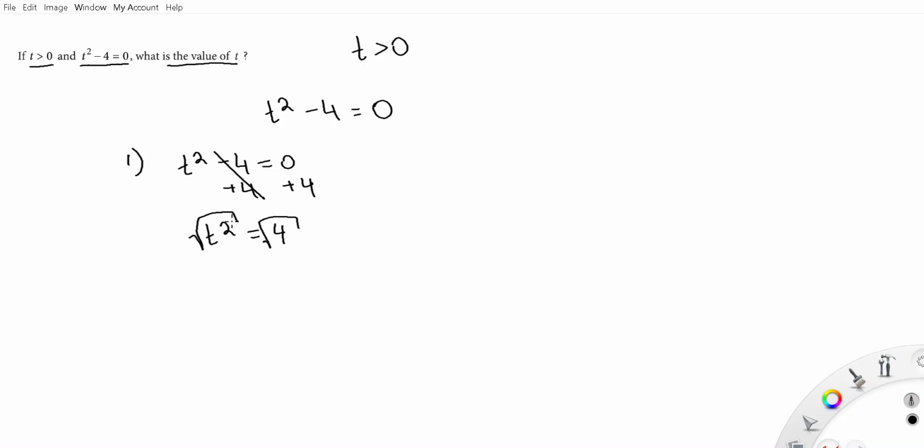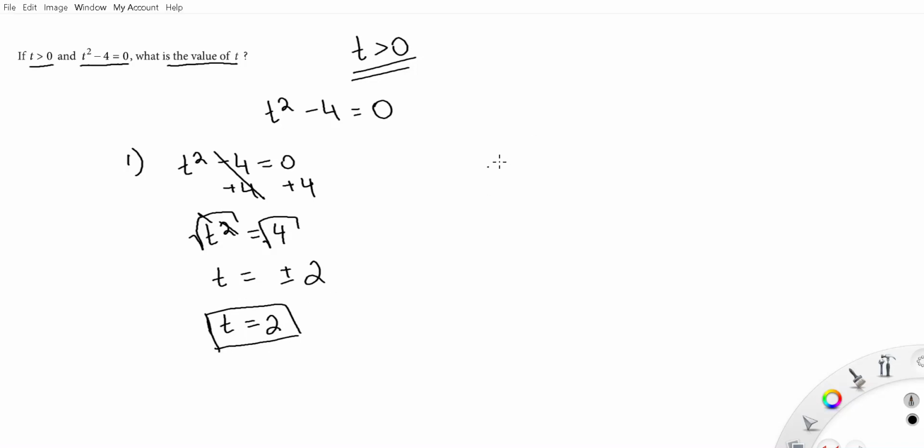both sides. So these will cancel out and I get t, and the square root of 4 as a solution set is plus or minus 2. But again, they only want us to look at numbers that are greater than 0. So the only solution we are taking from here is t is equal to 2.